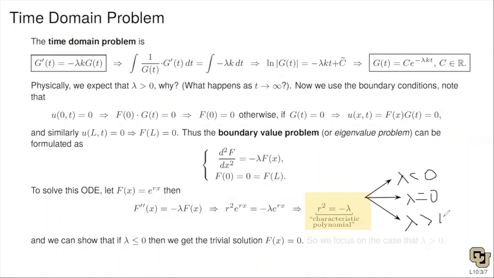So here, for example, I briefly talked about the case lambda equal to 0 last time. Let me talk about this case. If lambda equals 0, go back to the original ODE. If lambda equals 0, then this entire right-hand side here will equal 0. So this will equal 0 if lambda is 0. And so now I have the equation f double prime equals 0.